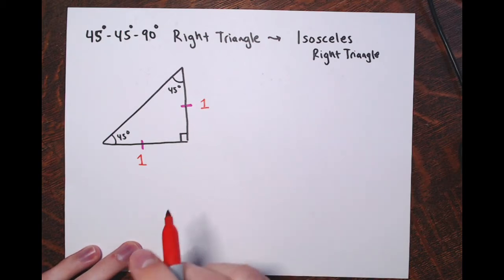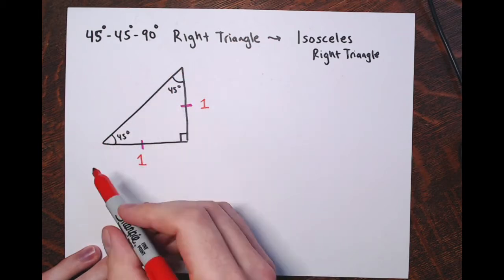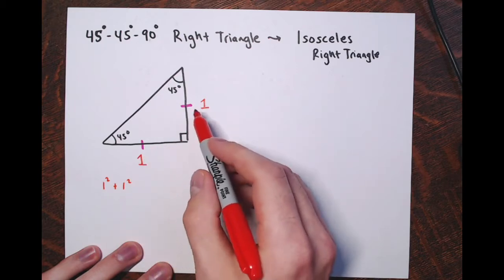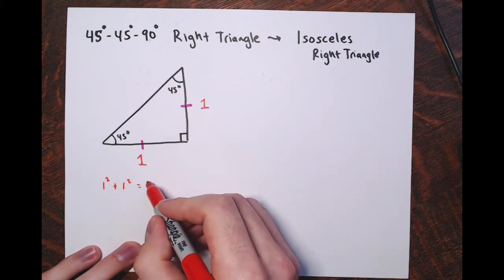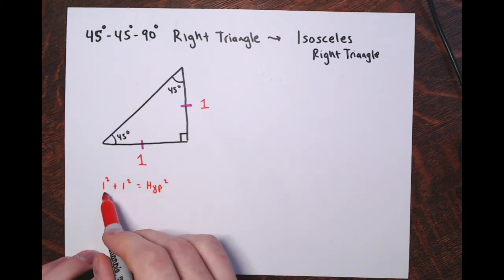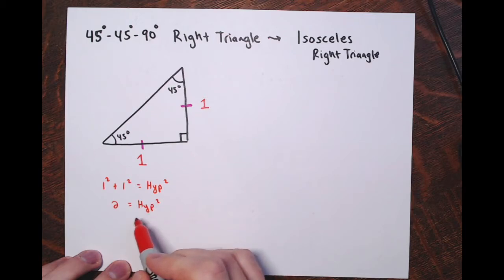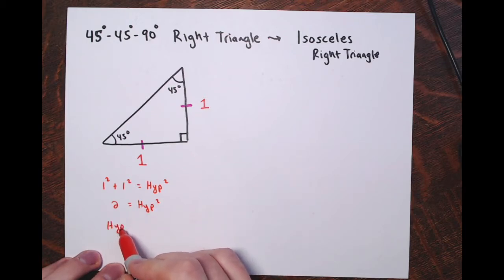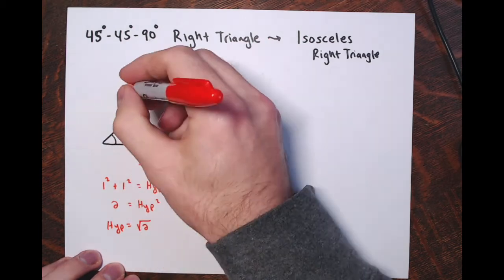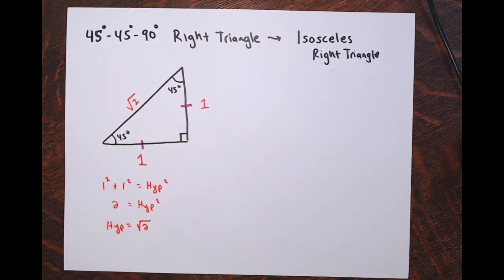All right, and then you can use the Pythagorean theorem. The length of the hypotenuse, remember, it'd be 1 squared plus 1 squared, right? This leg squared plus this leg squared would be equal to the hypotenuse squared. Well, what's 1 plus 1? That's 2, equals the hypotenuse squared. So the length of the hypotenuse is the square root of 2 units, right? So the hypotenuse here is the square root of 2 units.